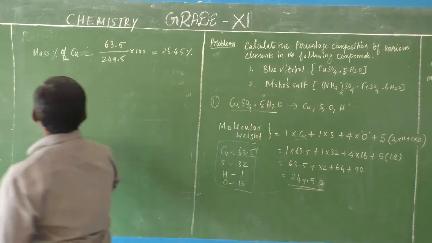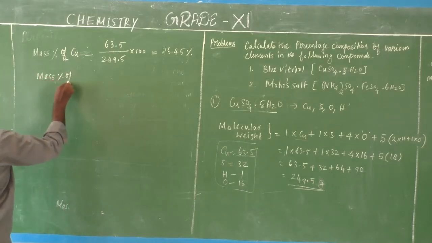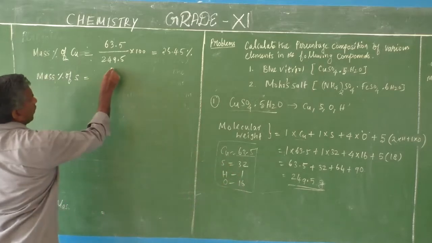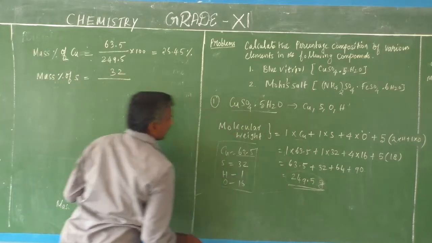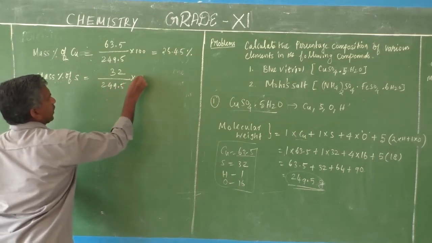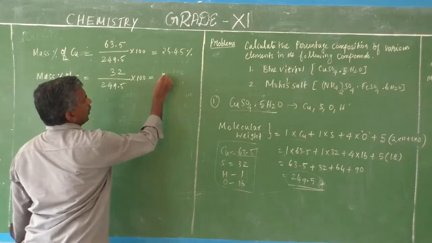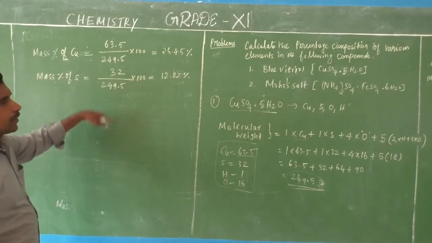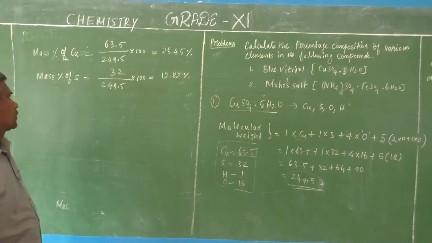Now the mass percentage of sulfur. What is the sulfur atomic mass? 32, divided by the weight of the compound 249.5, into 100 percentage. What is the value? 12.82 percentage. You do the division at home. That is 12.82 percentage.